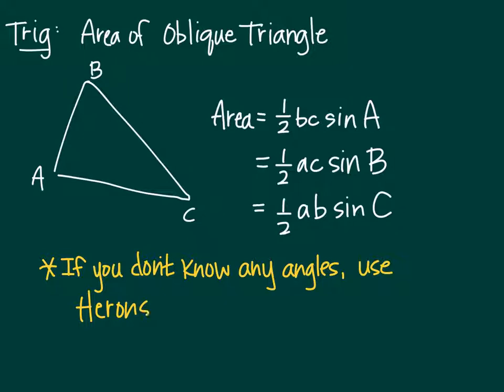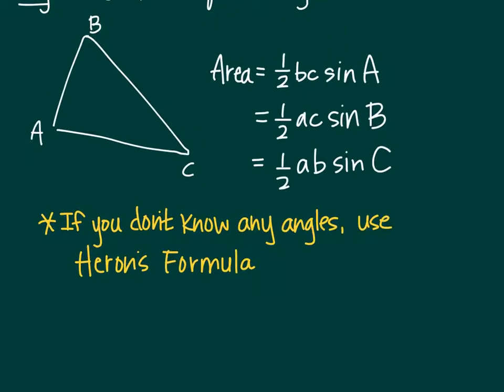Heron was a student of Pythagoras. Pythagoras was his teacher. So he lived in Greece at the same time as Pythagoras, and he came up with a formula for a triangle if you didn't know any of the angles. And here's Heron's formula.